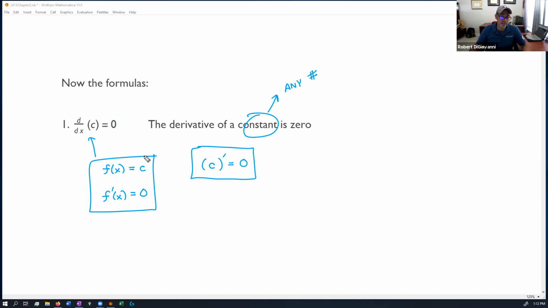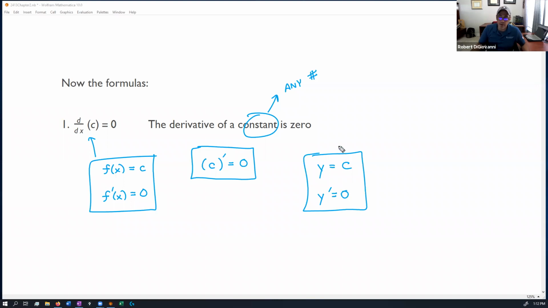So let's establish this formula visually. I think we can convince ourselves that this is true. Let me do one more notation. If I tell you that y is a constant, then what we're saying is that the derivative of that is 0.